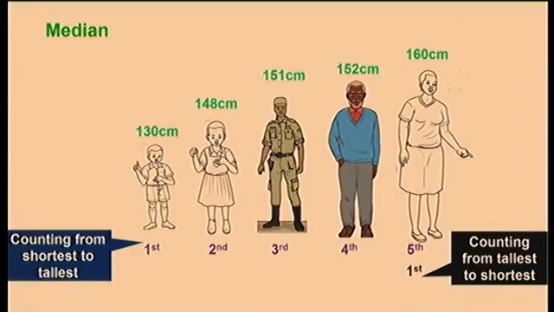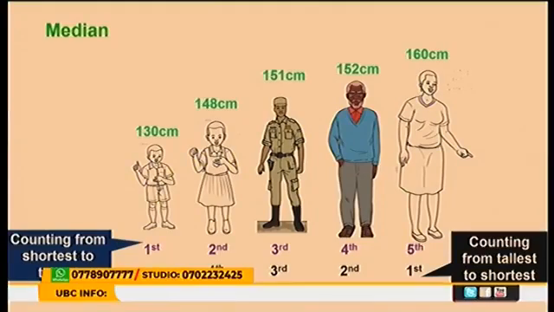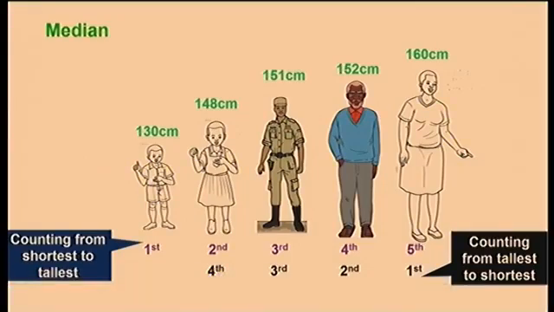This time, let us start with the tallest. So the tallest is 160 centimeters. She becomes the first. The second is 152 centimeters. The third is 151 centimeters. The fourth is 148 centimeters. And the fifth is 130 centimeters. So learners, you can arrange in increasing order or decreasing order.